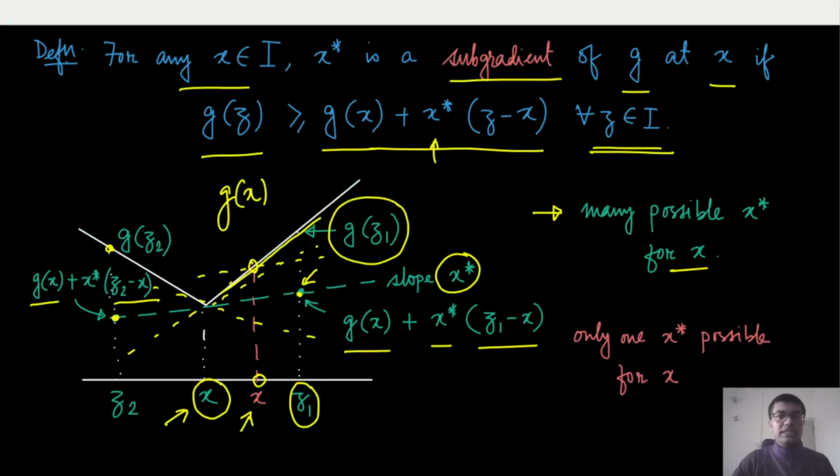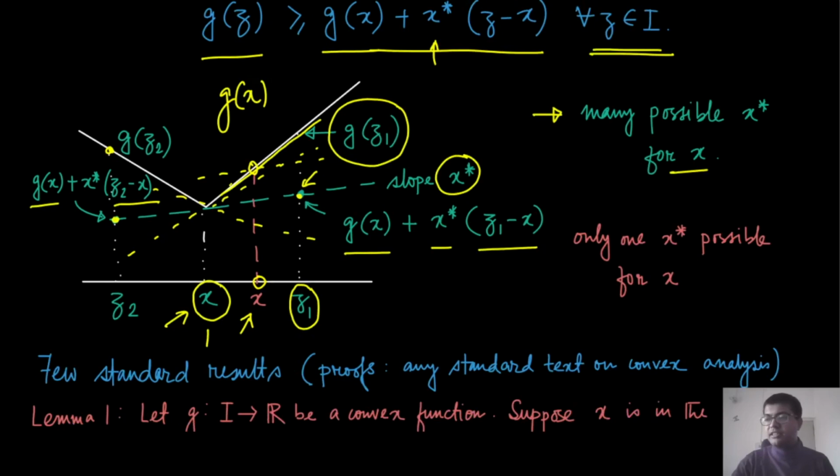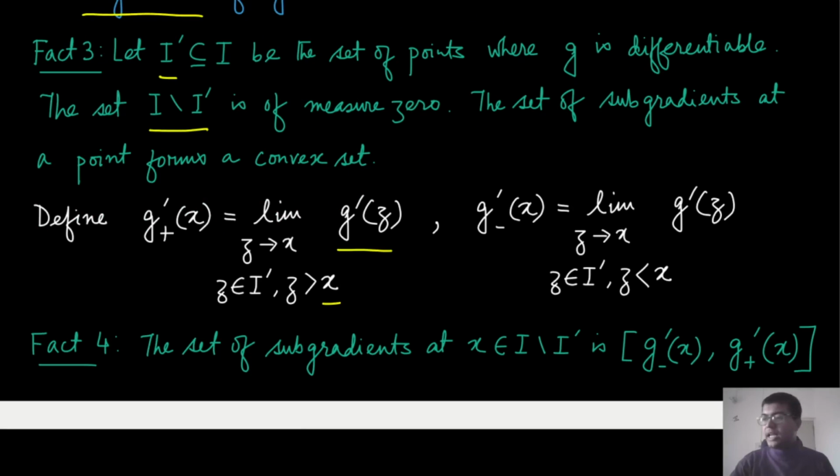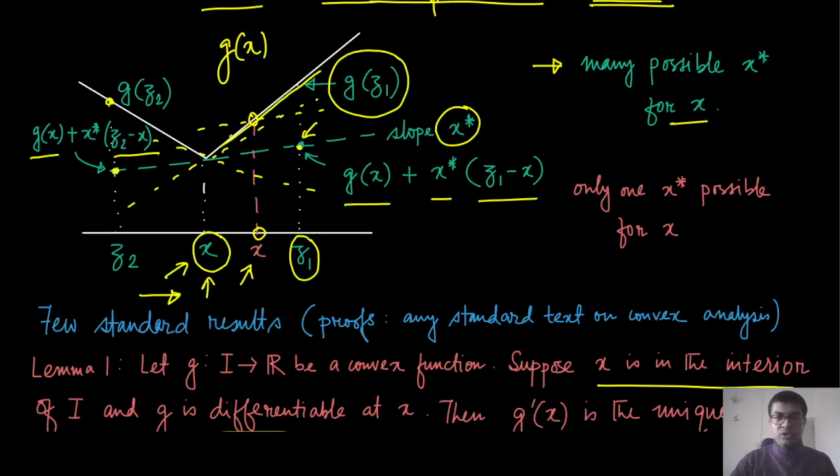So let us go back to that example. Suppose at this point, green x, the function is not differentiable. So we are actually approaching x from the right. We are looking at z, which is larger than x, and we are looking at the derivative. So you find the derivative. Here we know that the derivative exists, and we are trying to get the right limit of that derivative when we approach x.